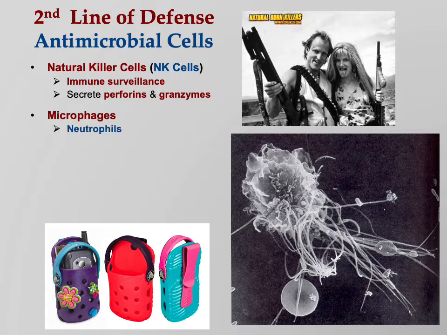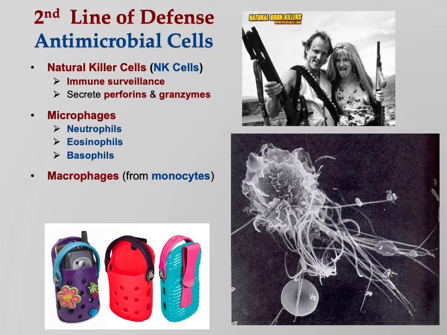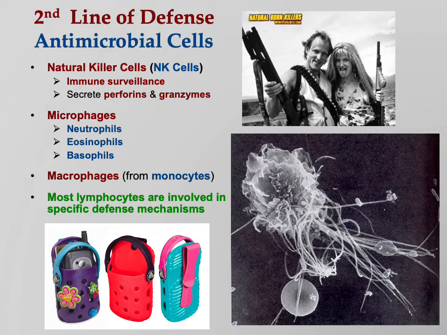Then the macrophages, neutrophils, eosinophils, basophils. They are the ones who are out there eating up bad guys, macrophages eating a few at a time. Then the macrophages, that's what the monocytes turned into.